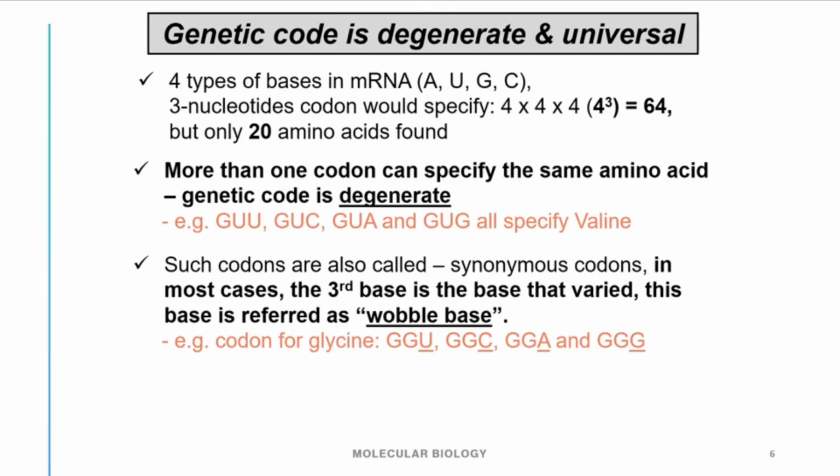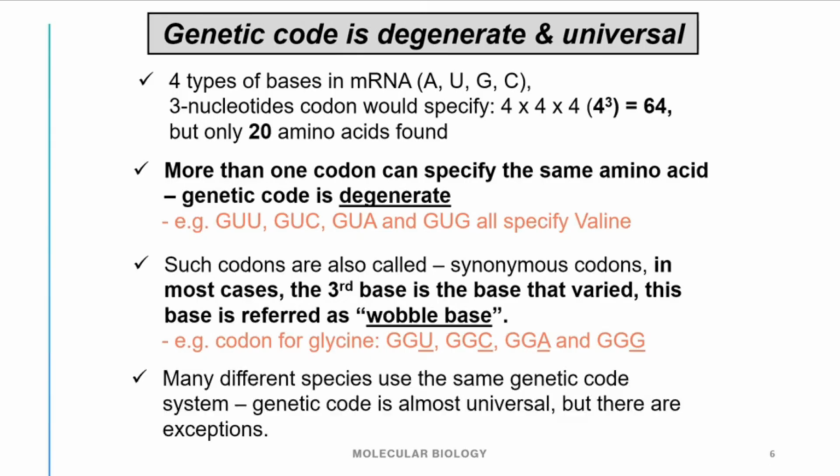You notice that the first 2 bases are GG across all the different codons. Only the very last letter of the codon is actually different amongst these 4 codons. And this last base is therefore referred to as the wobble base. And of course, someone mentioned that many different species use the same genetic code system. That's why we call it universal, but there are indeed some exceptions as well.